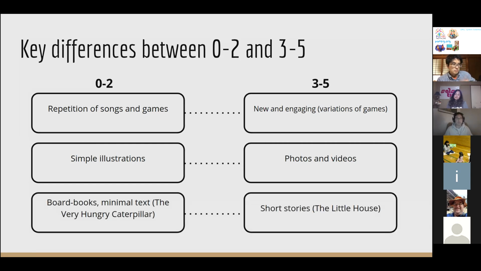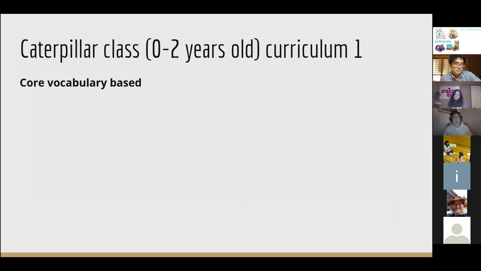And finally, for younger kids, board books with minimal text, like The Hungry Caterpillar, are best for them. Whereas my older kids now tend to choose the books that actually have stories, like The Little House, Corduroy, things like that. Okay. I'm going to talk about the specific curriculums now.